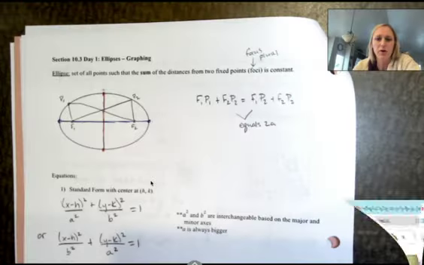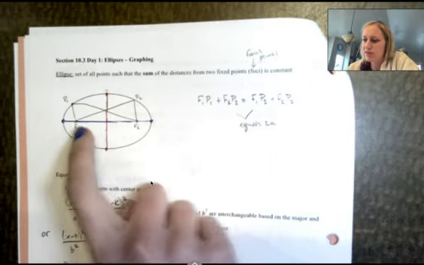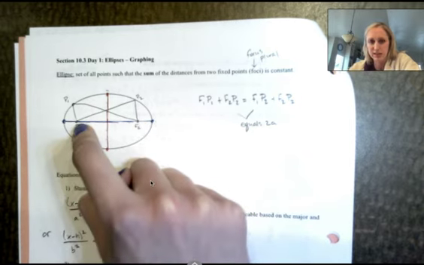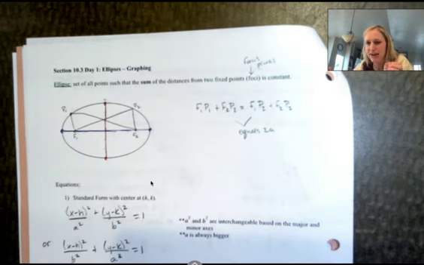Okay, so the distance here plus the distance here is always going to be equal to this distance plus this distance, is what that is saying. And those two points where that happens are called the foci. Foci is plural for focus, okay?